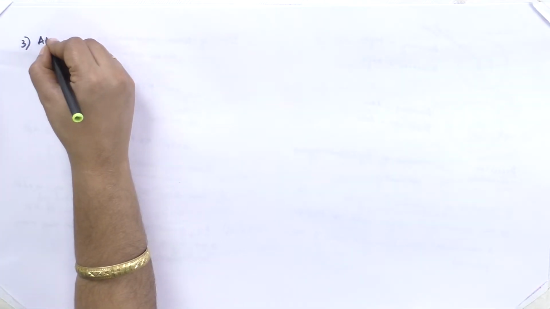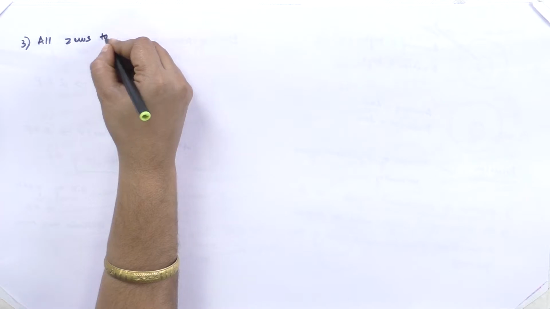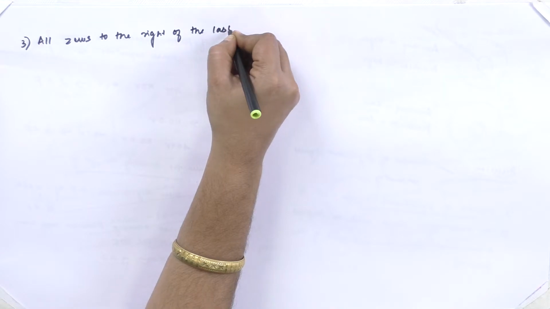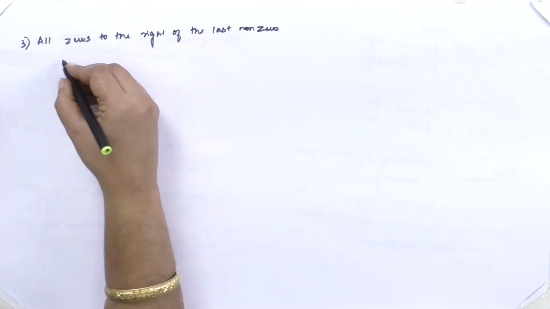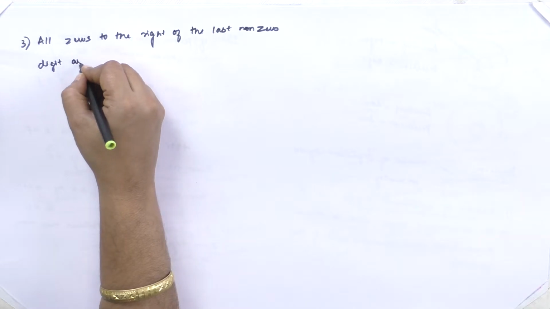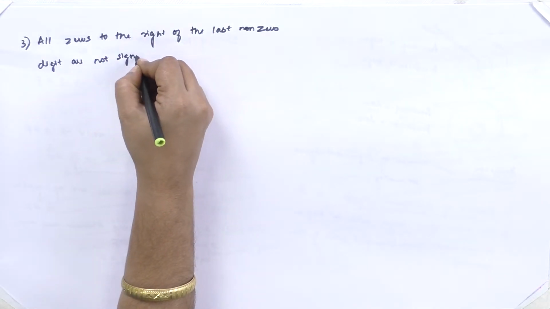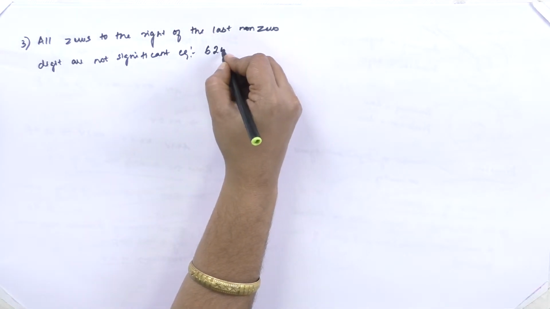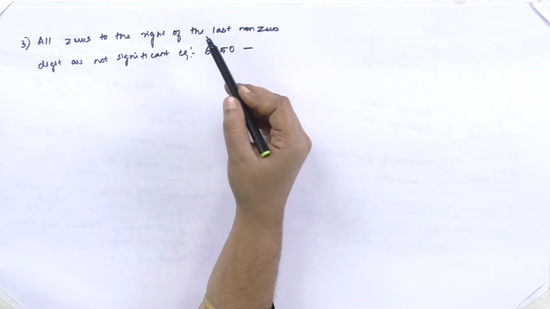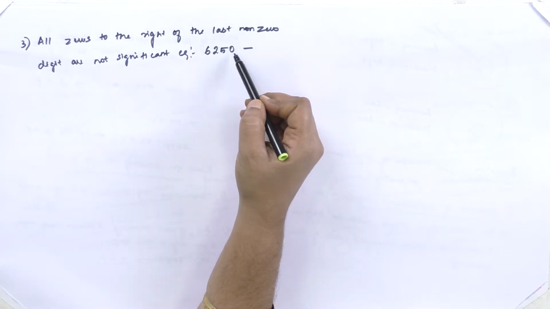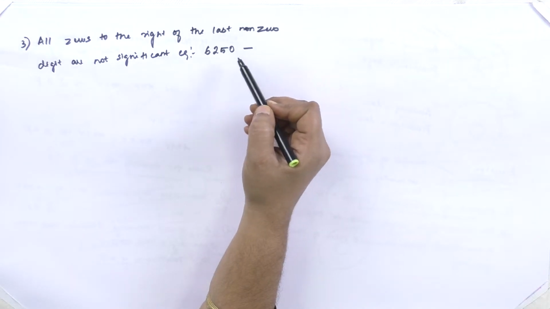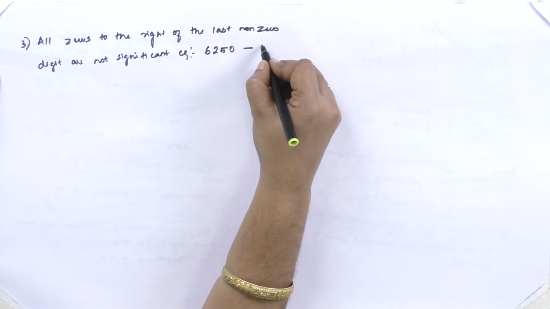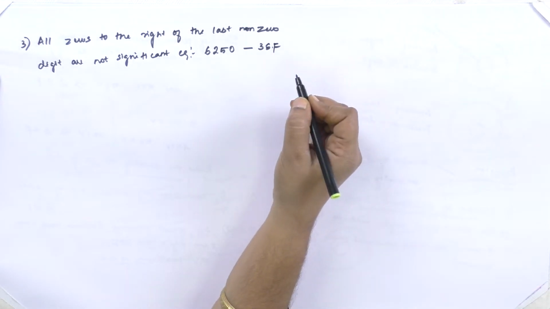And the third one is all zeros to the right of the last non-zero digit are not significant. Example, you have a number like 6250. So all the zeros to the right of the non-zero digits, that is the zero at the end of the non-zero digits, are non-significant. So there is no need to consider this zero. While calculating the number of significant figures, here we have only 3 significant figures.